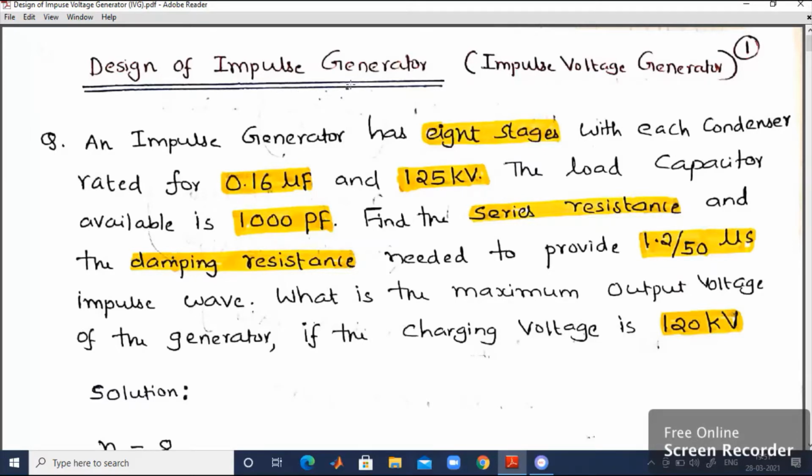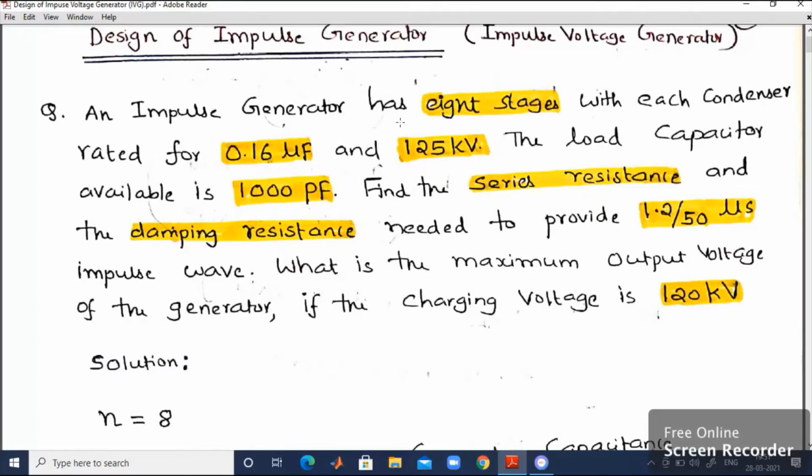However, let me discuss the design of impulse generator. I am going to show 3 to 4 examples. Based on those examples, I'll be explaining the design in a simple manner. I promise you that at the completion of this session, you will definitely get some idea about impulse generator design. So please watch this video completely. Moving on to the first example.